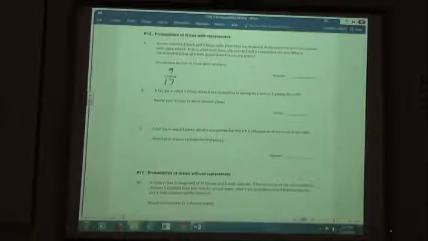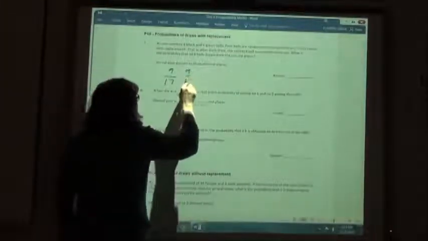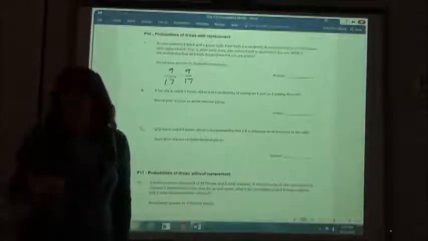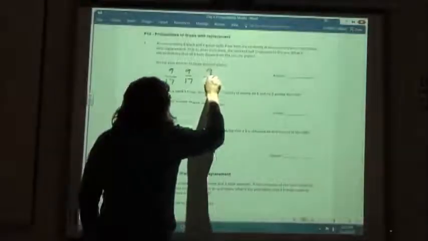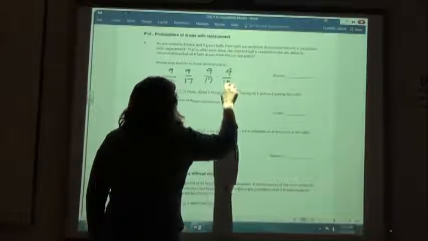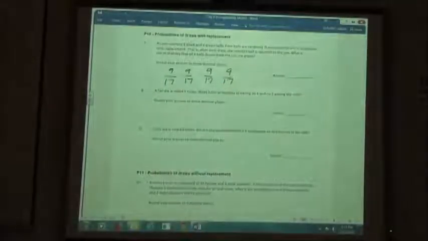Since I'm going to replace my ball once I draw it out, my probability of getting a green one on the second one is still going to be the same thing, 9 out of 17. Again, I'm going to replace my ball on the third one, so to get the green one would be the same thing, and the last one would be the same thing. So basically, I'm going to just have 9/17 to the 4th power because all 4 of them would give us the same probability. We're going to round these off to 3 decimal places. So you can either do 9/17 times 9/17 times 9/17 times 9/17, or take 9/17 to the 4th power.